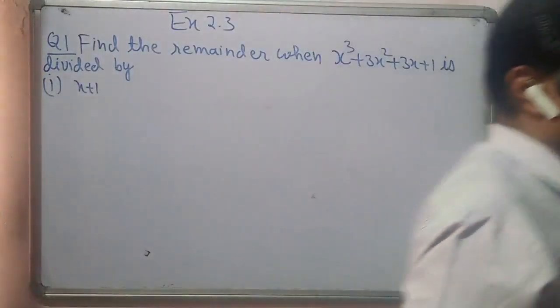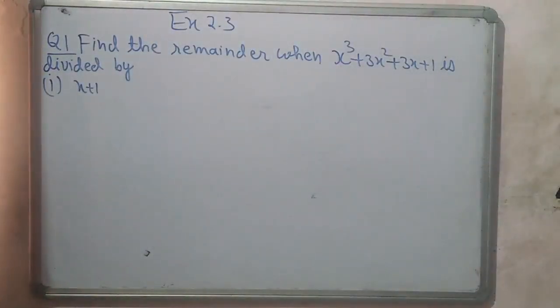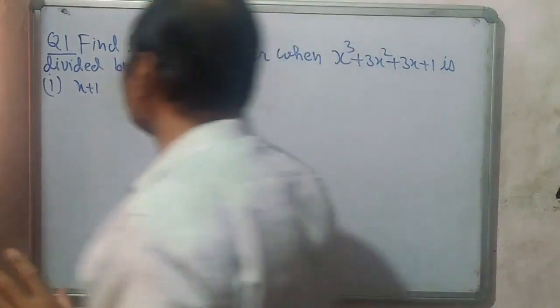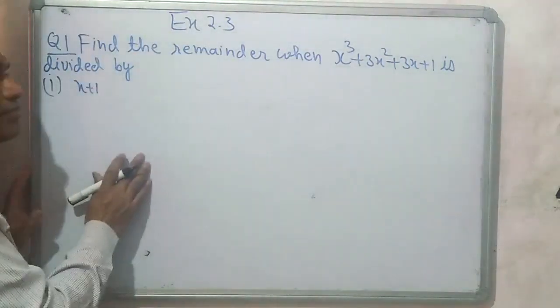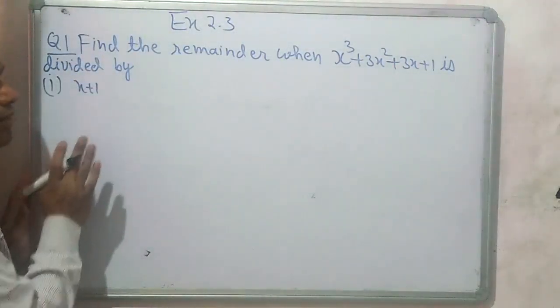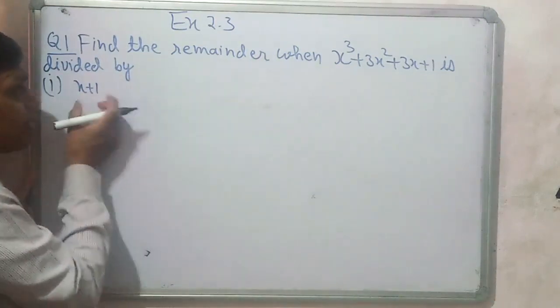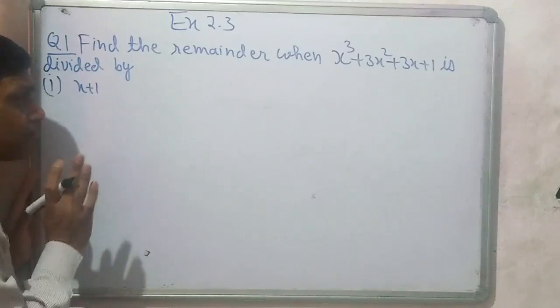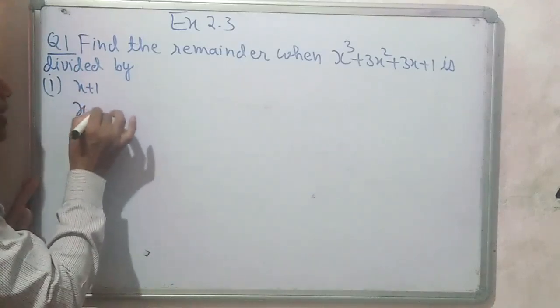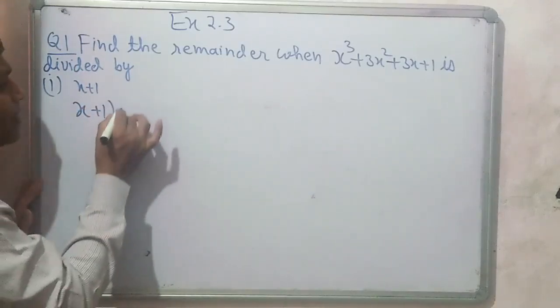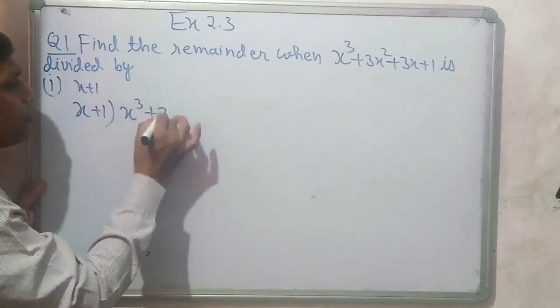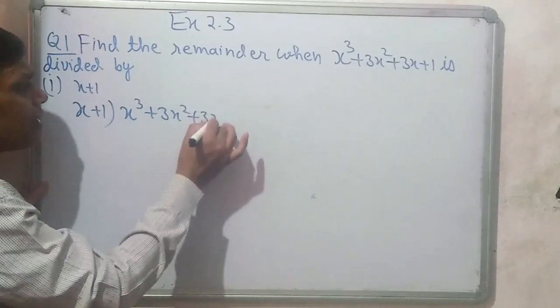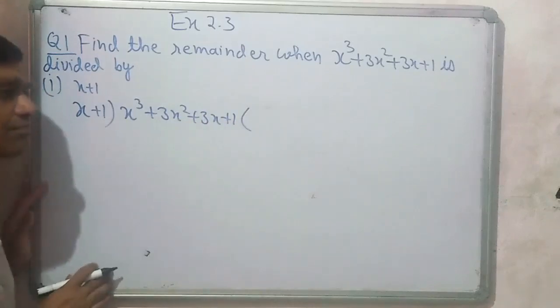x cube plus 3x square plus 3x plus 1 is divided by, first, they are giving us x plus 1. So what we have to do? We have to divide first of all and then use the remainder theorem. Let us do it both the ways. So first we are going to divide x cube plus 3x square plus 3x plus 1 by x plus 1.